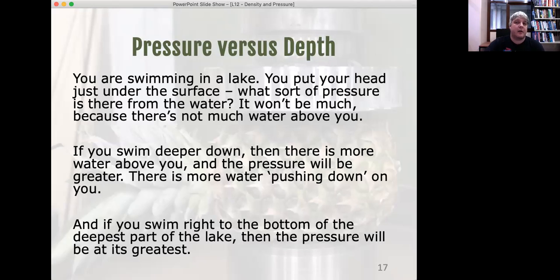But if you swim down further underwater, there's now a lot more water above your head. So that pressure on your head or on you overall from the water above you is going to be increased compared to when you're only just below the surface. And if you go right down to the deepest part of the lake, then that pressure is going to be the greatest because there's the most water above you pushing down on you. And that's all pressure is. Pressure is just the pushing on something, doesn't have to be down, due to some other force. In this case, the weight force of the water being pulled down by gravity, that water is then pushing down on you.